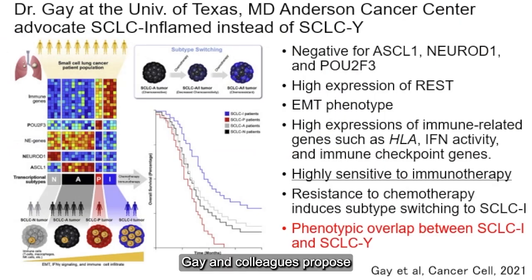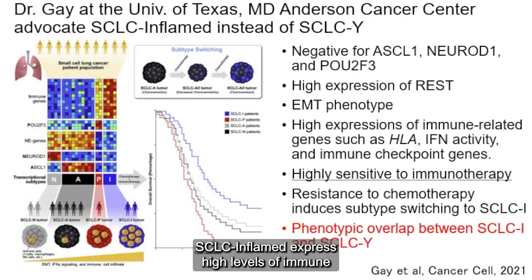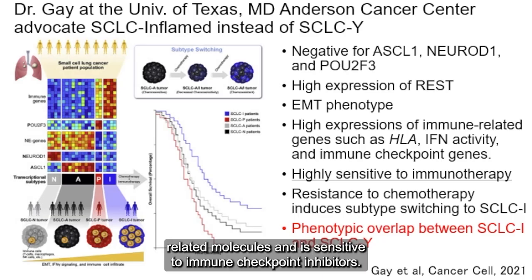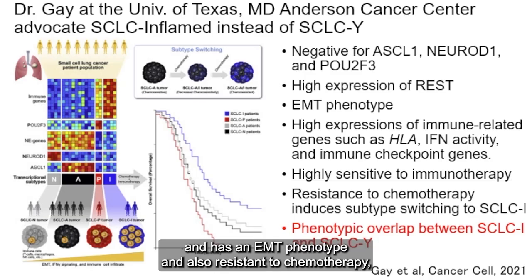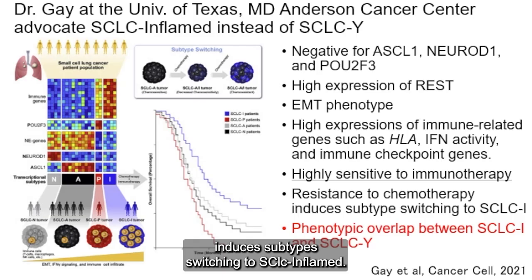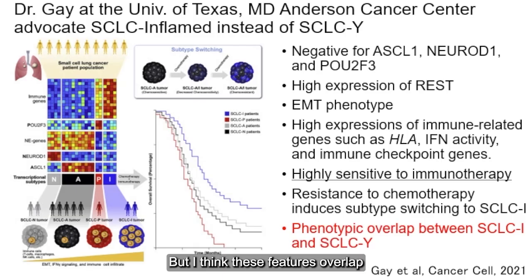Gay and colleagues proposed SCLC-inflamed as an alternative to SCLC-Y. SCLC-inflamed expresses high levels of immune-related molecules and is sensitive to immune checkpoint inhibitors. However, SCLC-inflamed expresses high levels of REST and has an EMT phenotype, and resistance to chemotherapy induces subtype switching to SCLC-inflamed. But I think these features overlap in SCLC-Y.